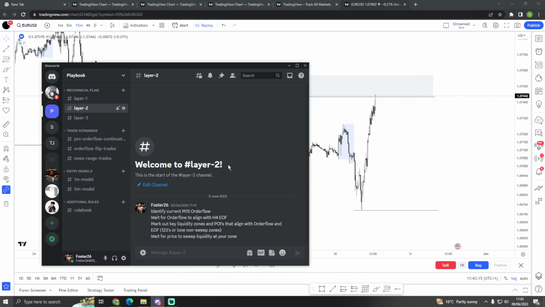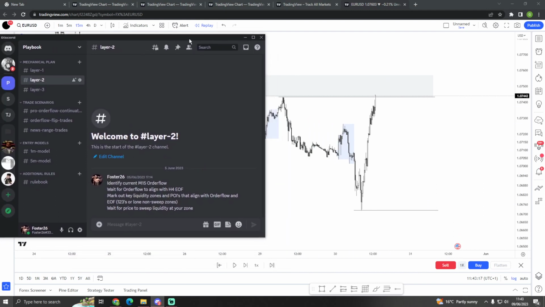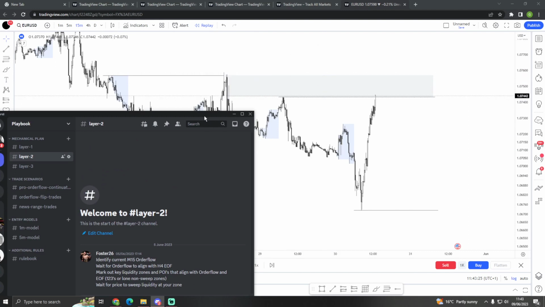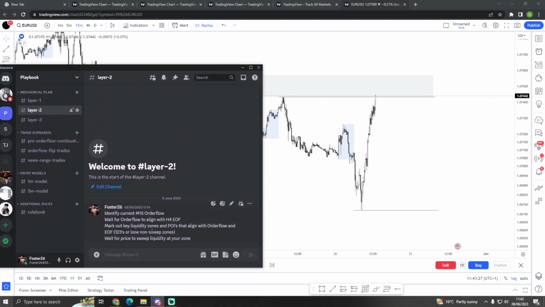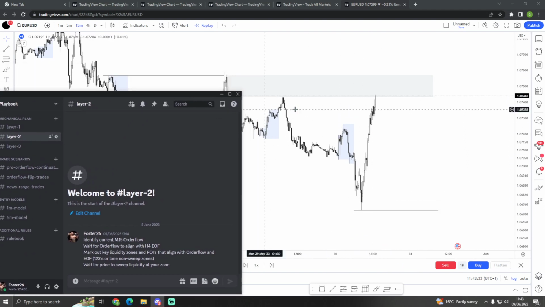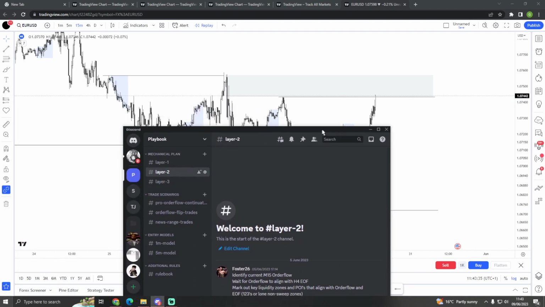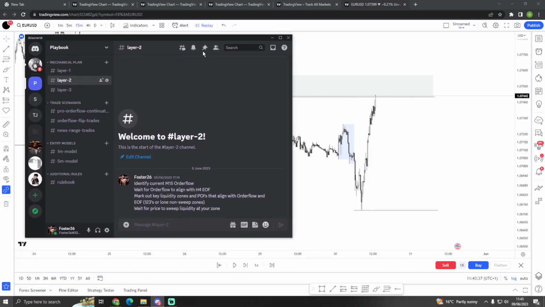So again, just going back to the plan. I've waited for order flow to align. I already had marked out key liquidity zones and POI. So that's POI, liquidity. EOF is to continue to the downside and take out this low, sell side liquidity. Then wait for price to sweep liquidity at your zone, which we just swept here. Now we have two options here: the 1M or the 5M model.